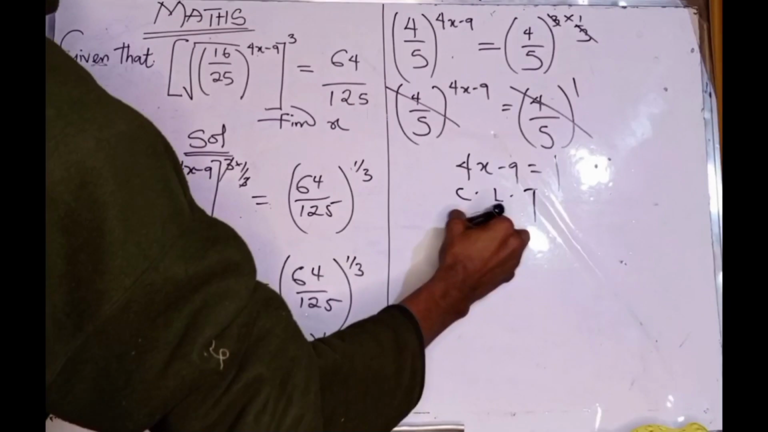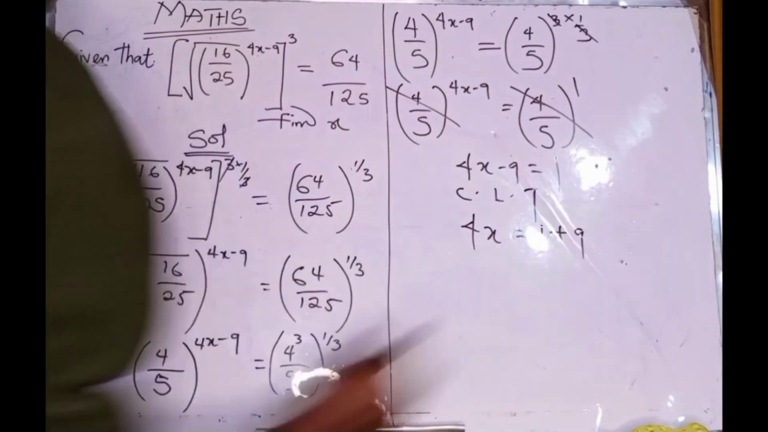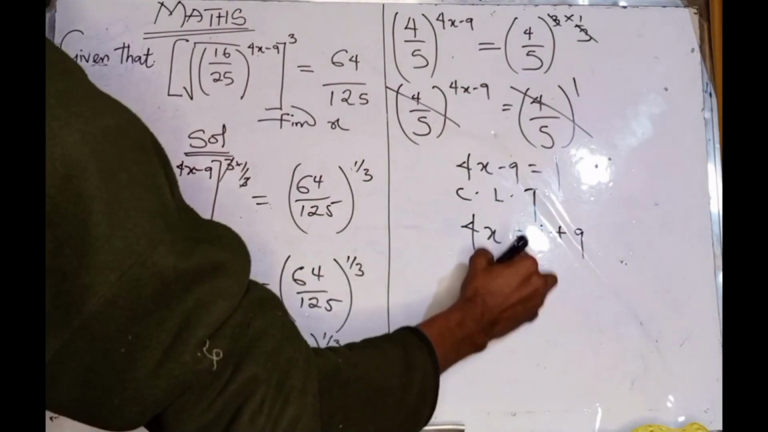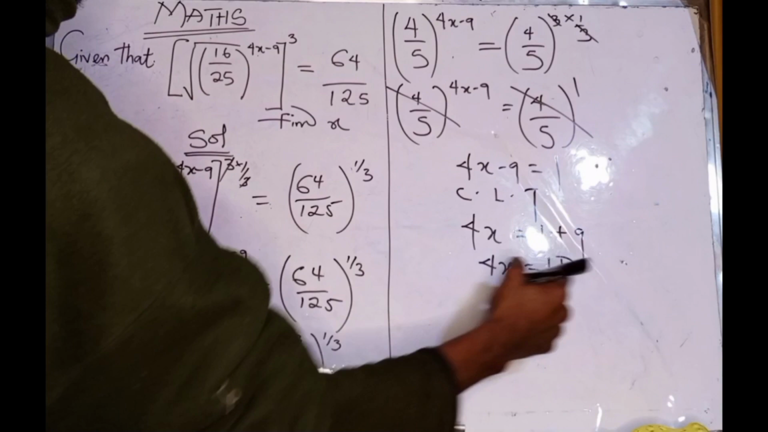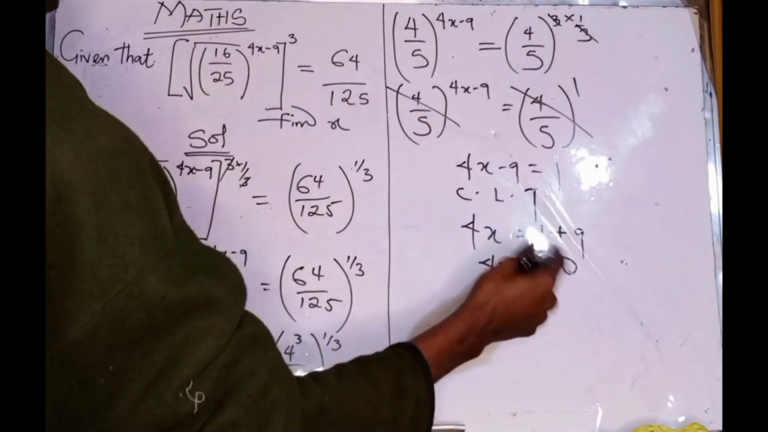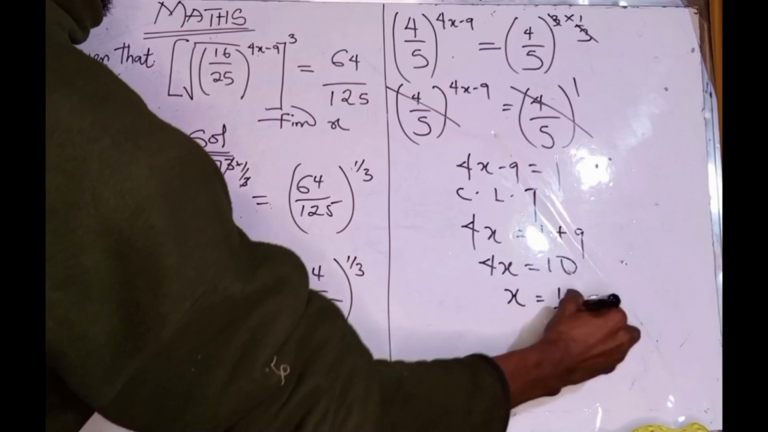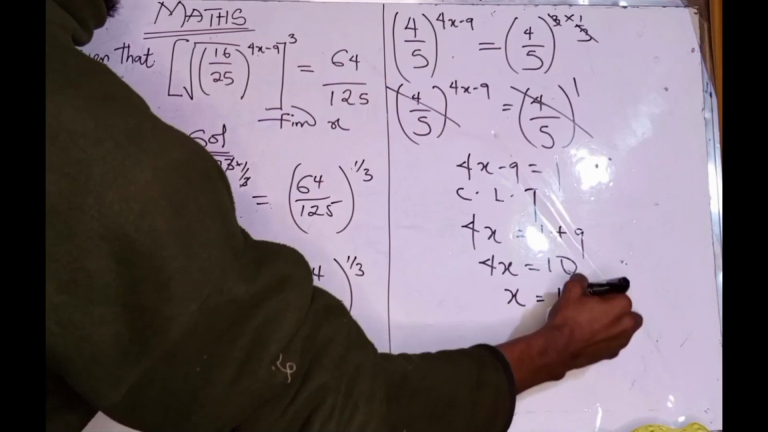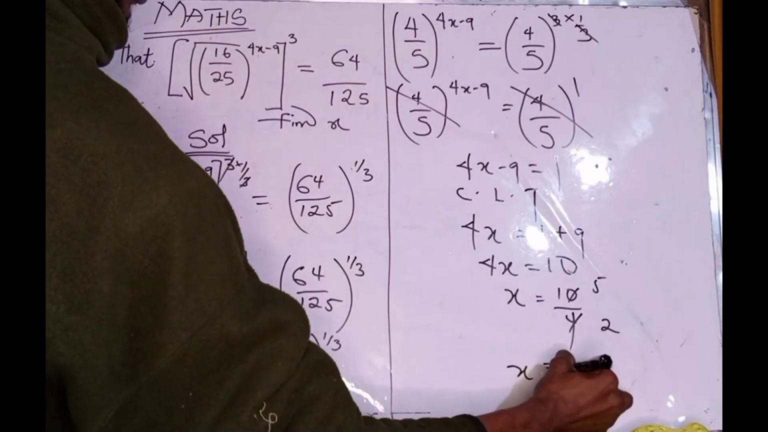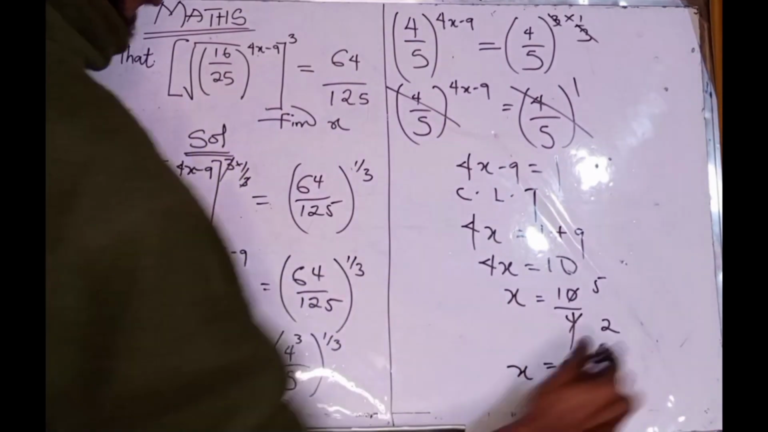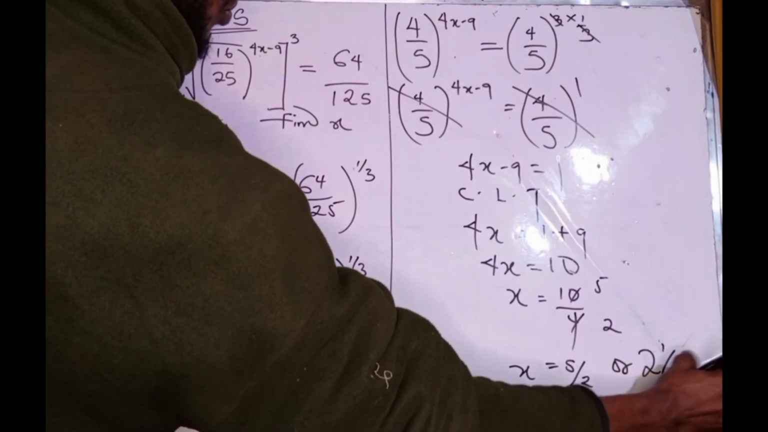So I have to collect like terms. If I collect like terms here, I have 4x equals 1 plus 9. So 4x equals 10. Dividing both sides by the coefficient of x, which is 4, I have x equals 10 divided by 4. So 2 into 10 is 5, 2 into 4 is 2. Finally, x is equal to 5 over 2, or we can leave it as 2 whole number 1 divided by 2.